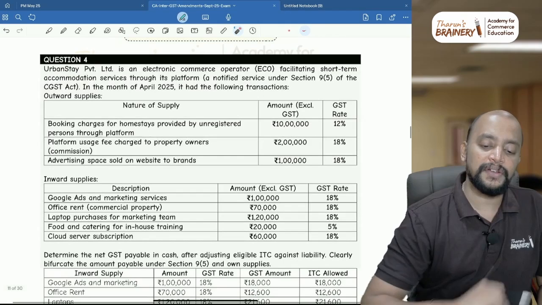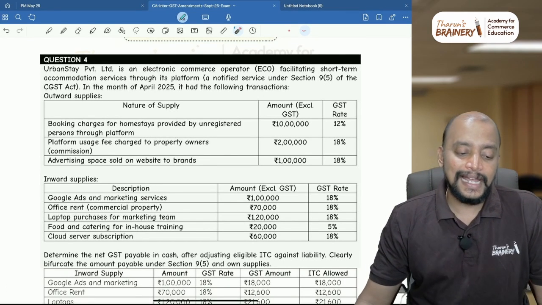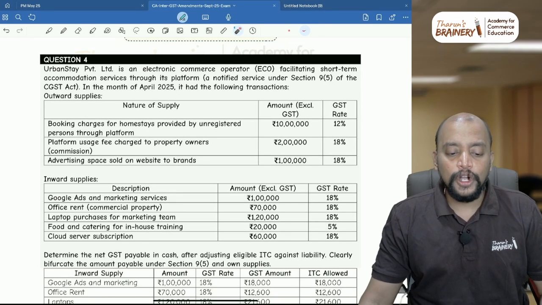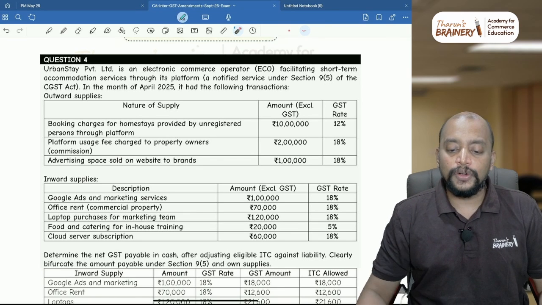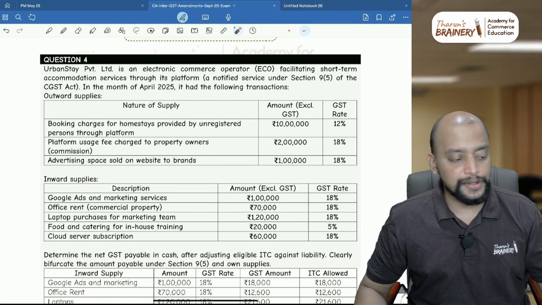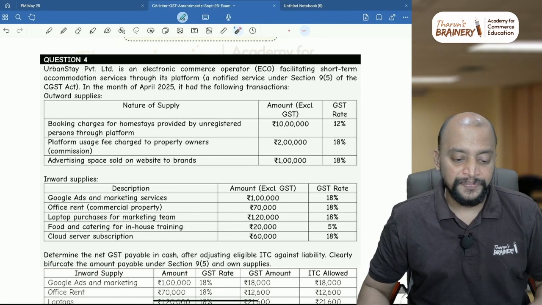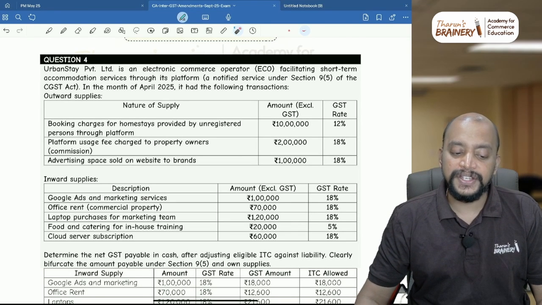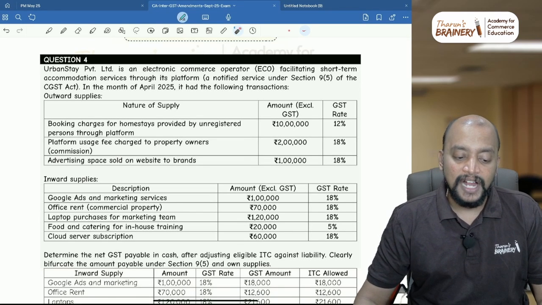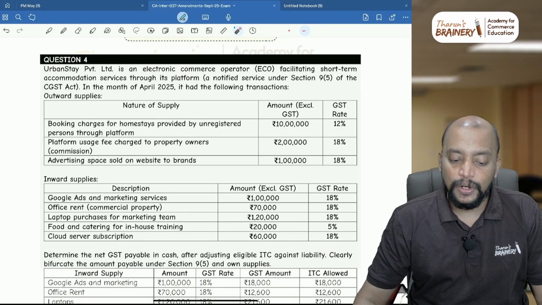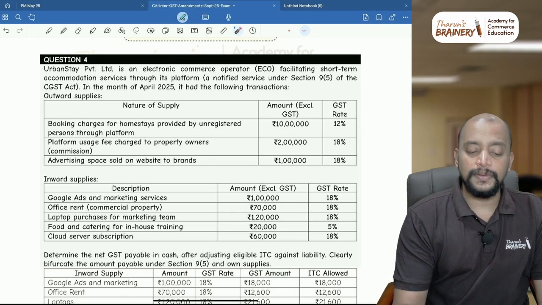Now, I have given one question based on this. Urban Stay Private Limited is an e-commerce operator facilitating short-term accommodation services through its platform, a notified service under 9(5) of CGST Act. In the month of April 2025, it had the following transactions. Outward supplies, if you see: booking charges for home stays provided by unregistered persons through the platform, platform usage fee charged to property owners, commission, advertising space sold on the website to brands. Okay, so these are the three things.